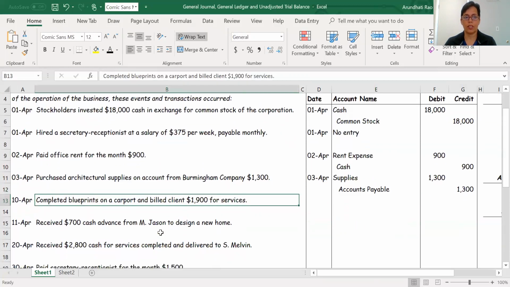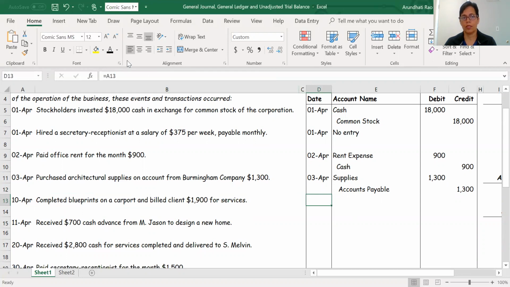Now, the next transaction on the 10th, I completed blueprints on a carport and billed my client. Okay, so what's happened on this date, April 10th, is I have performed services, I have earned revenues. So service revenue will be credited for that $1,900.